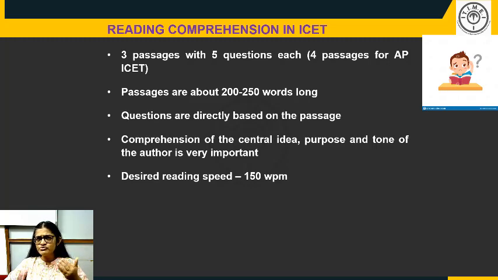There may be in each passage one question which is slightly difficult and not very direct. Okay, we will discuss the question types a little later in the session. We will go into more detail on the question types. Now, one thing that you need to keep in mind is that you need to understand the central idea and also the author's purpose and the tone that the author has used in the passage.